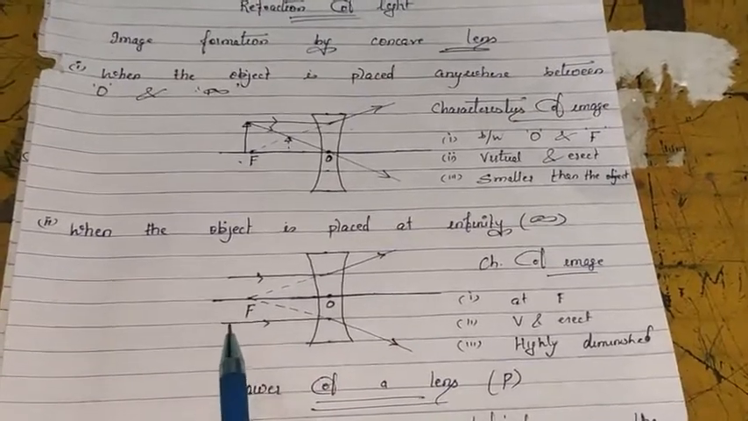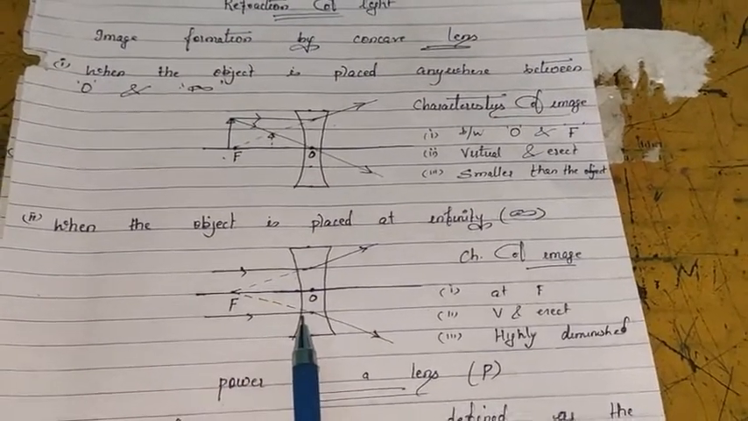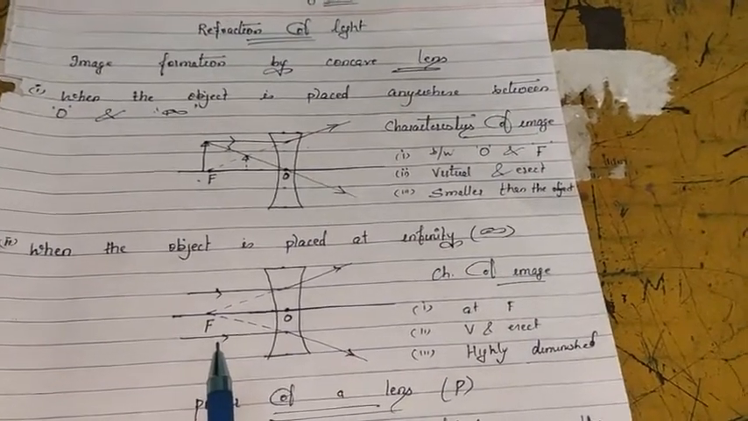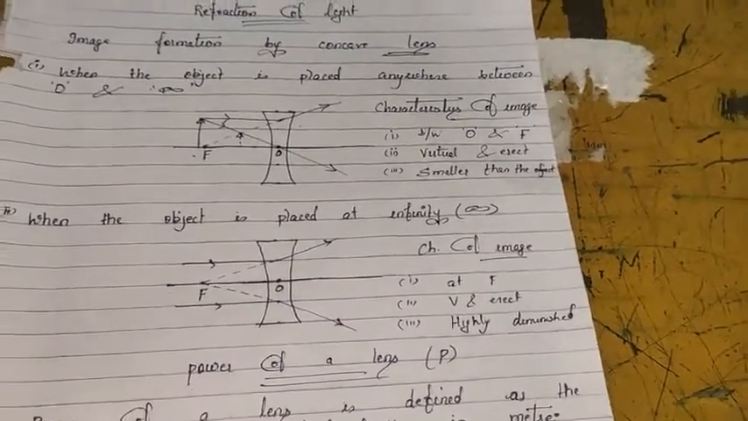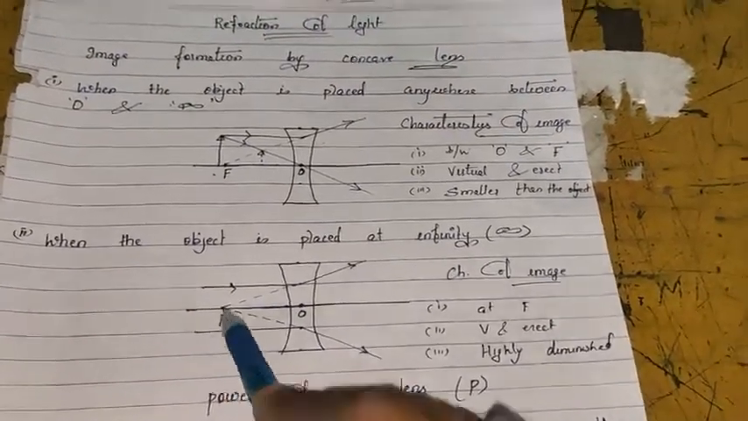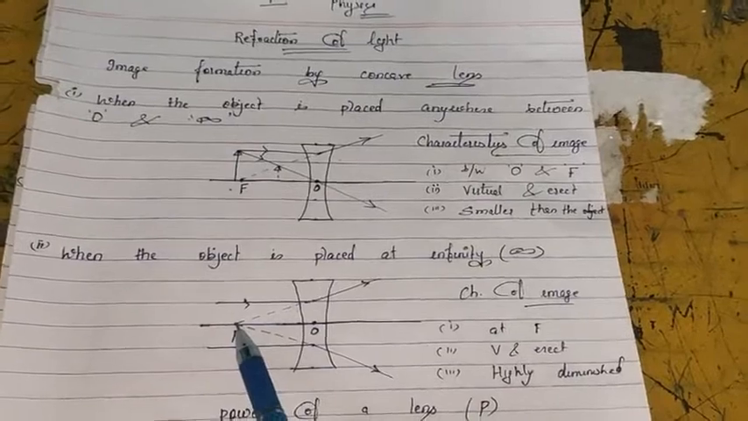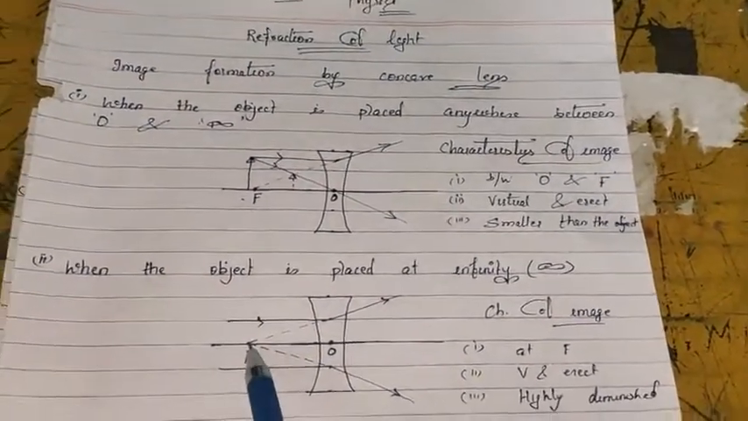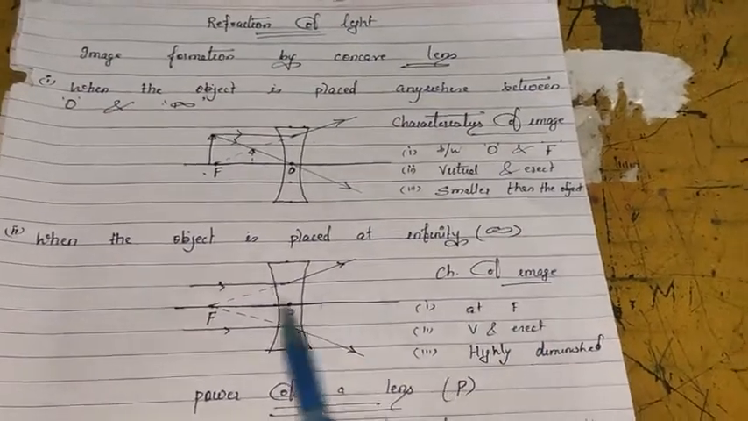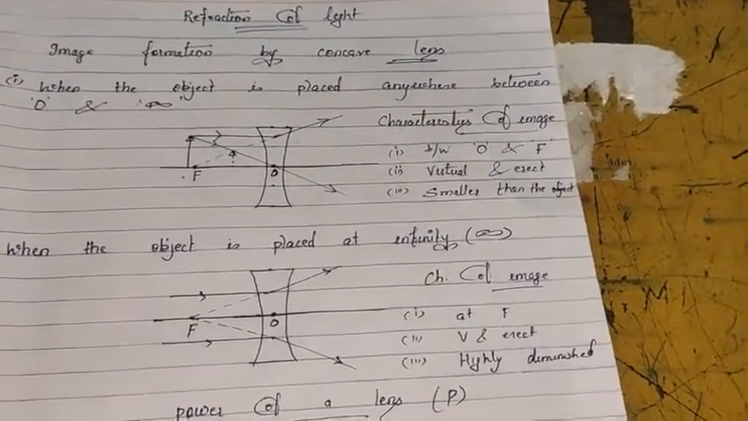Similarly, in the second one, this is the incident ray which is moving parallel to the principal axis. By rule, it should appear to be coming from focus after refraction. So this is the point where the 2 refracted rays appear to meet. That's why the image is virtual and direct. The image is formed at focus, and the size of image is highly diminished.